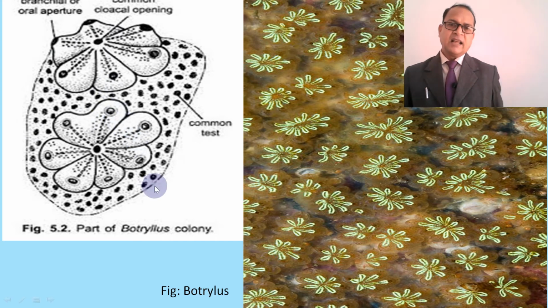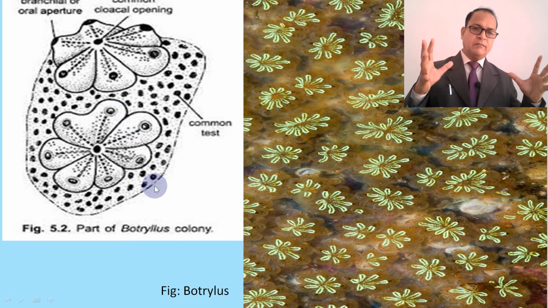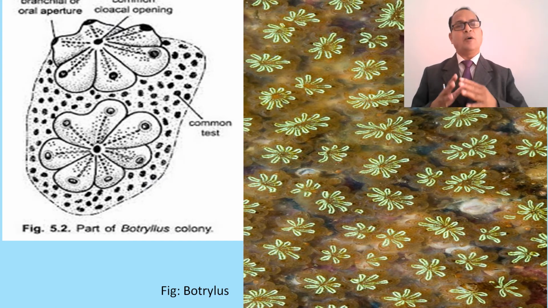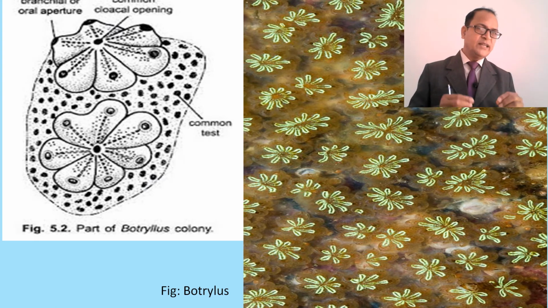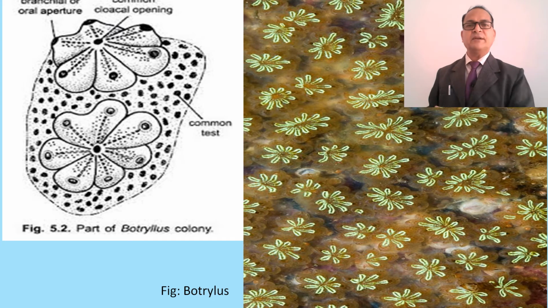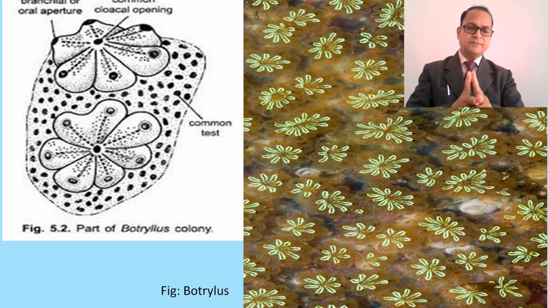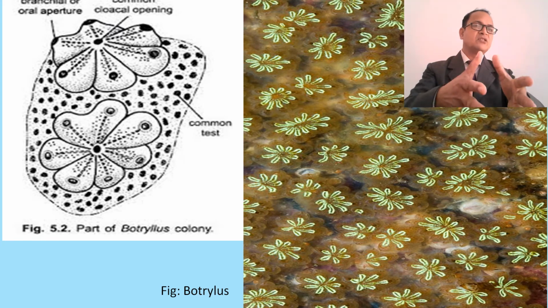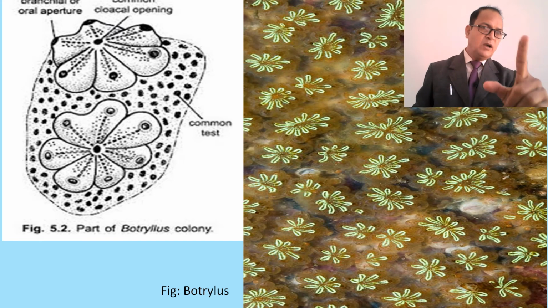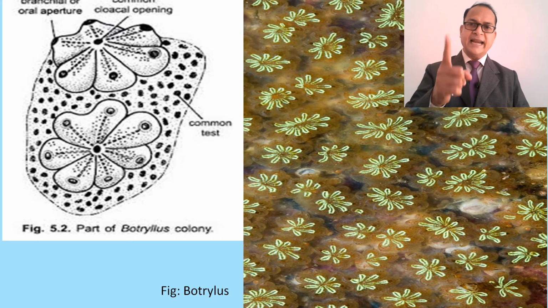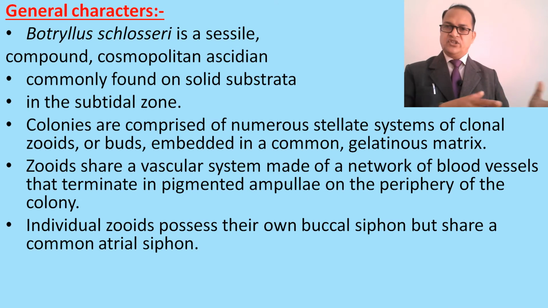This is a colonial animal. In the colony, the branchial aperture of each individual zooid is separate, but the atrial apertures of all the members of a colony are combined and open into a common aperture that is called the common atrial aperture. General characters.